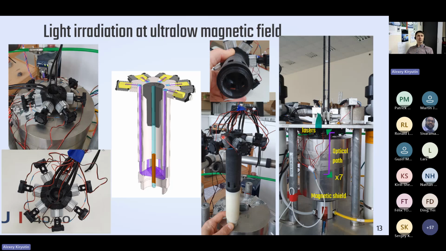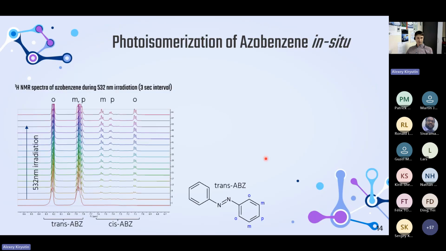This design turned out to be very successful. It is easy to install in our existing magnetic shield and allows for highly efficient sample irradiation. I have to say that all of this became possible due to 3D printing. The updated design could be fabricated within a single day without even leaving the lab.